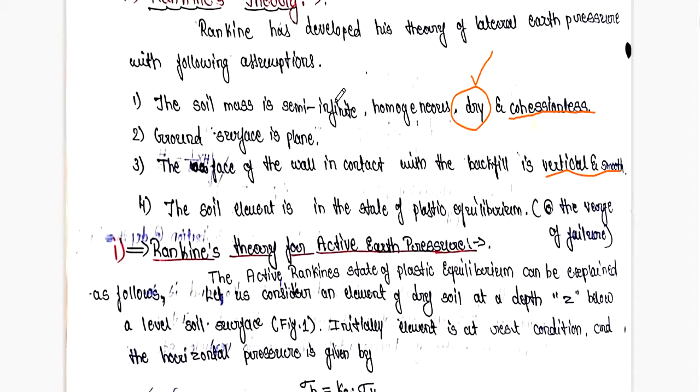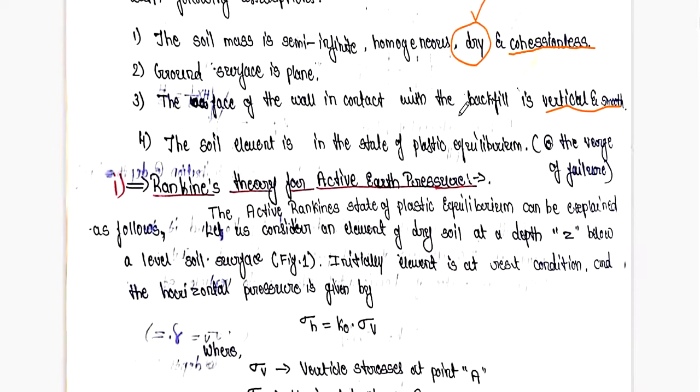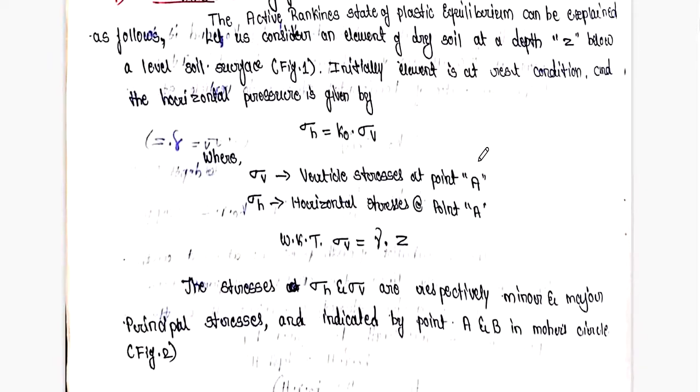You can split these assumptions to write in the examinations. You can write the soil is semi-infinite and homogeneous. Again, you can write the soil is considered as dry, and write the explanation. Similarly, you have to consider the soil mass is cohesionless. Like that, you can split and write in the examination.